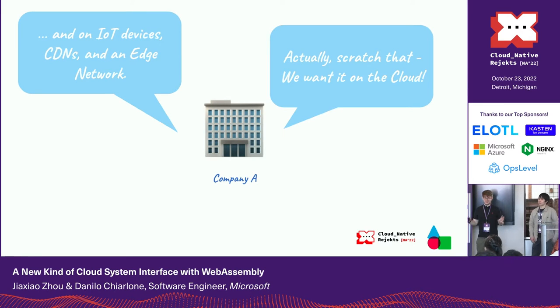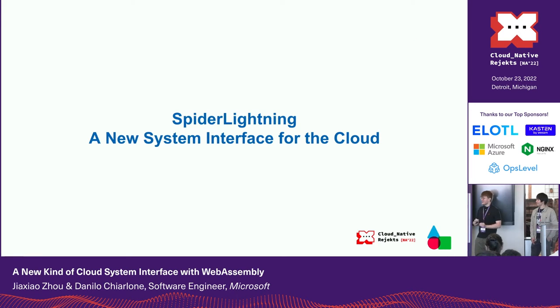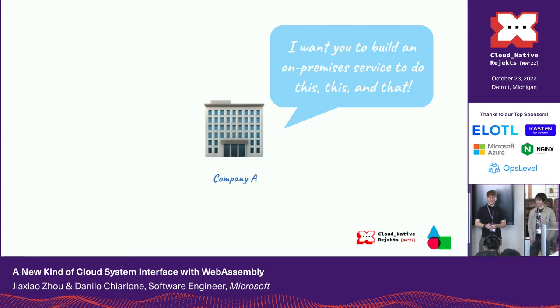So Person A panics and does what I feel like everyone should do in the situation. They decide they want to explore other opportunities. And the other opportunity that they do explore is SpiderLightning. So they leave their first job and go learn about SpiderLightning, a new system interface for the cloud. They spent a couple of months learning about it, learning about WebAssembly, learning about all these cool things, and now they're feeling ready to re-enter the job market, and they do. And they say lightning never strikes one place twice, but maybe a SpiderLightning does, because believe it or not, Person A again gets Company A at their new job, wanting to make an on-premises service that does this, and that.